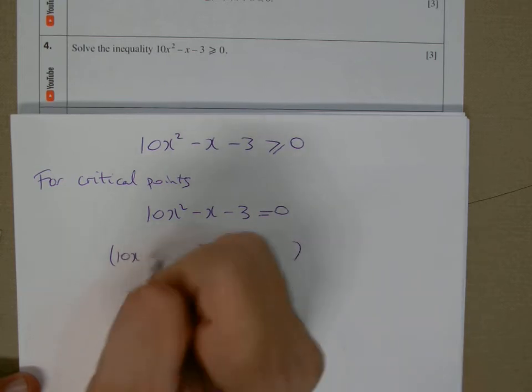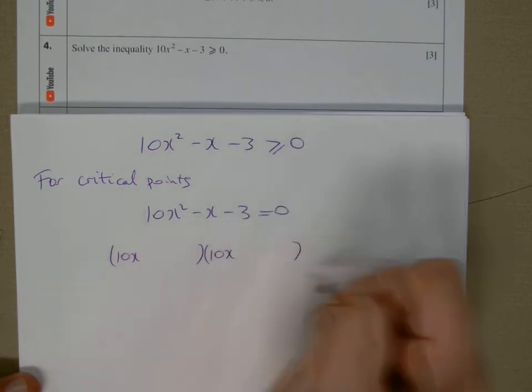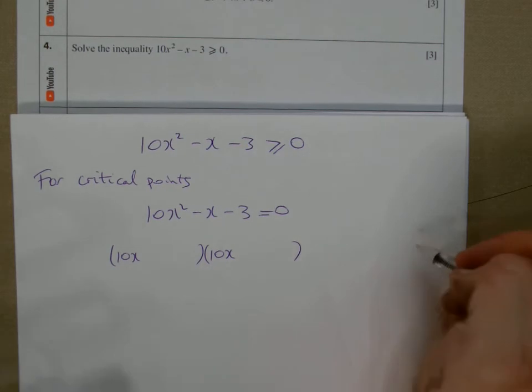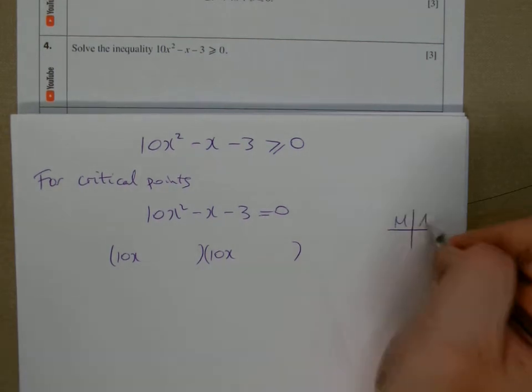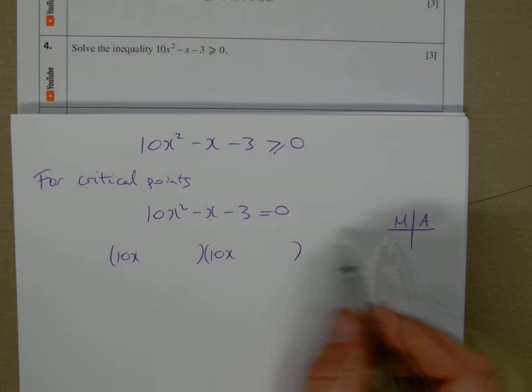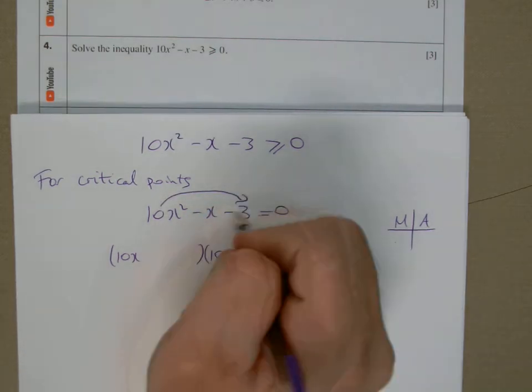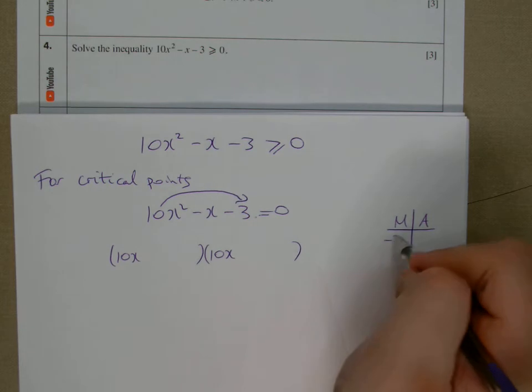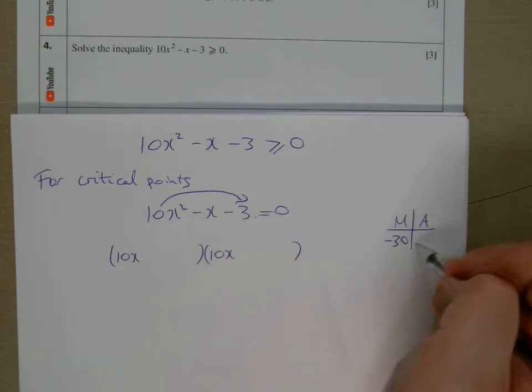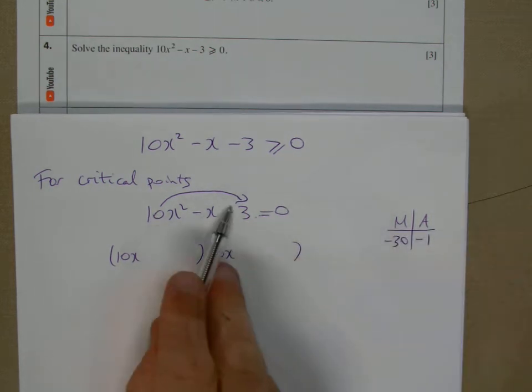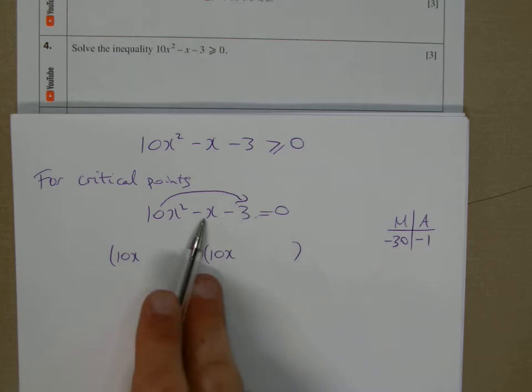And in this case then, because it's 10x squared, I'm going to put 10x in both brackets. And we do the multiply-add thing over here. And remember, in terms of what they multiply to be, well, we've got to multiply the first number here by that last number. So 10 times minus 3 is minus 30, and adds up then to give minus 1. Okay, so you get minus 30 there, and minus 1 in that term.